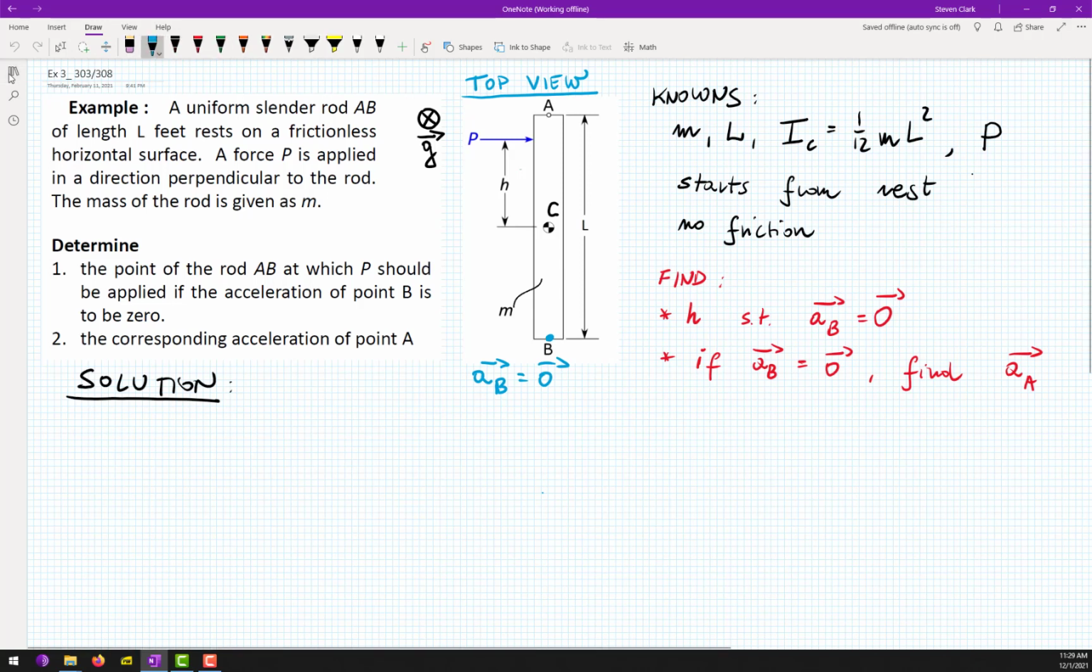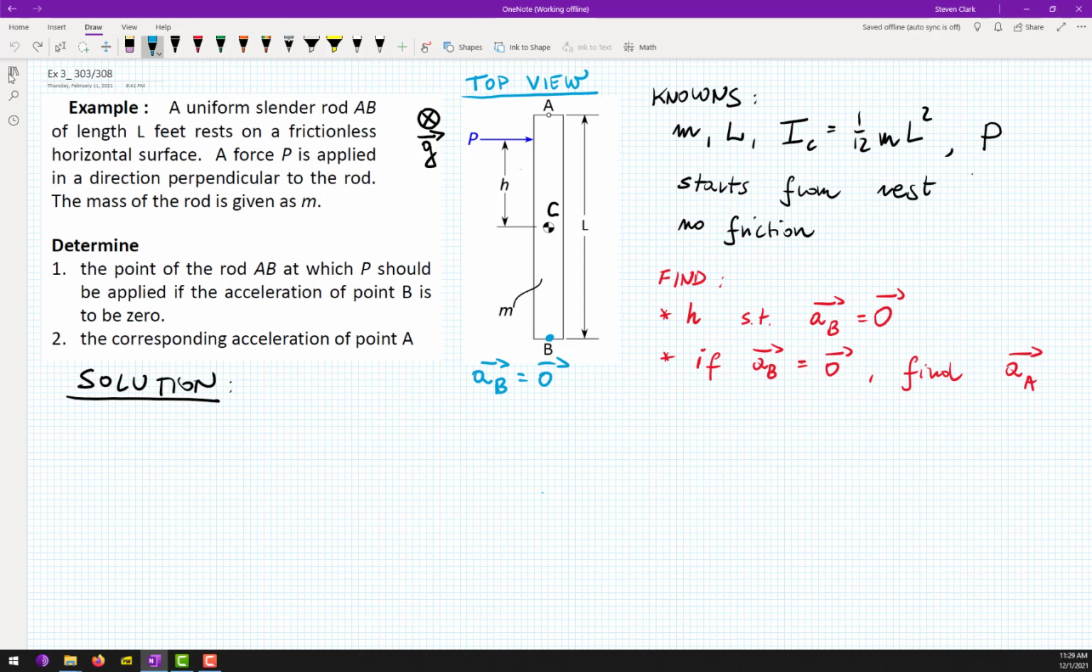We know that it has mass and length and IC of the following values. Oh, by the way, it's 1/12 ml squared, so exactly what we found in example number 1. And then we also have some force P applied to that beam, yes? And the distance between point C and that force is h. We know that the system starts from rest, which is always good.